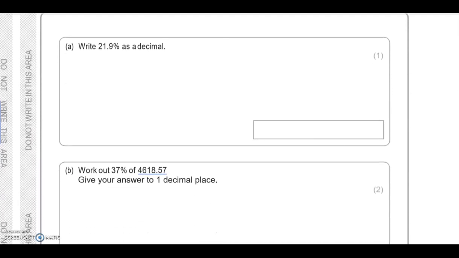Write 21.9% as a decimal. We know that percent means out of 100, so we can do 21.9 out of 100, or divided by 100, and it gives us 0.219.